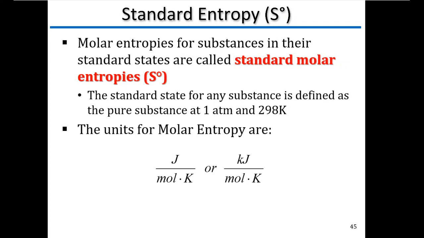Molar entropies for substances in their standard states are called standard molar entropies. Just like we had delta H naught or H naught, we also have S naught, the standard entropy. The standard state for any substance is defined as the pure substance at 1 atm and 298 Kelvin, so standard temperature and pressure. The units for molar entropy are joules per mole Kelvin, or sometimes you'll see kilojoules per mole Kelvin, depending on how much entropy you're talking about.